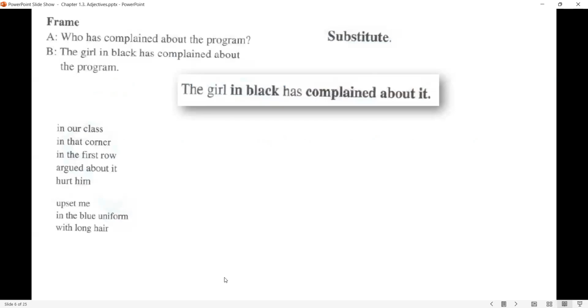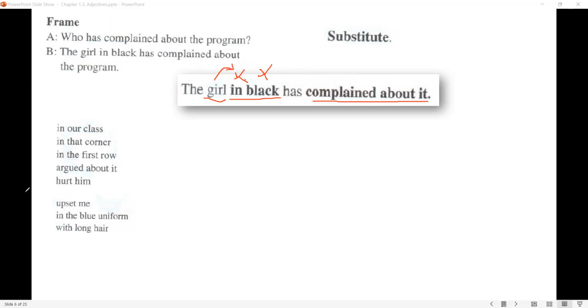Let's do a substitute drill together. For this exercise, we are going to change in black, and we are going to change complained about it. Please pause the video and make your sentences with these phrases. When you're ready, check your answers with me. The frame says, who has complained about the program? The answer is the girl in black has complained about the program. Why do we have it after the noun? Our noun is the girl, right? Because we have two words as a description. So as you have more than one word, it comes after the noun.